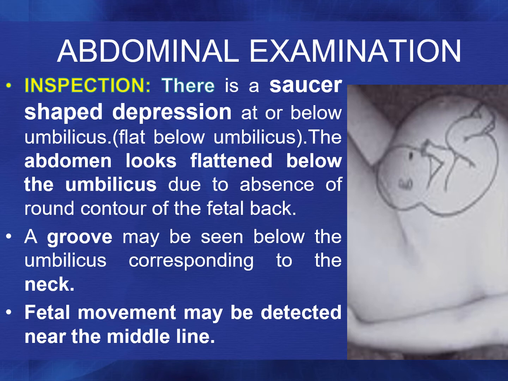That's one thing. And next one, a groove may be seen below the umbilicus corresponding to the neck. Where the neck and body are joining, there is a groove that you may be able to see below the level of the umbilicus. And fetal movements may be detected near the midline. See, in the lateral position or in the occipital anterior position, the fetal movement will be more towards the lateral side, either the right side or the left side where the extremities are present. But here, usually the extremities will be coming towards the center, so the fetal movements also will be more towards the center. So these are the things you can see in the inspection.